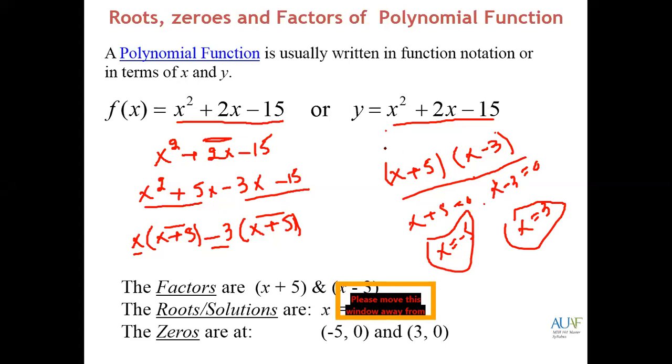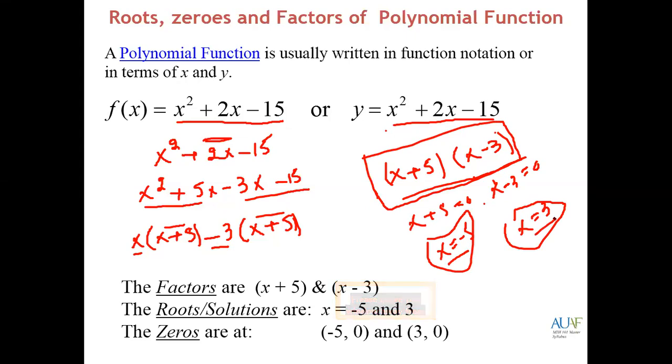Correct? x plus 5 multiplied with x minus 3, these are called factors. x is equal to minus 5 and x is equal to 3, these are called roots or solutions of an equation or function. Now the third one is zeros. Zeros means when you put x equal to minus 5, or when you put x equal to plus 3, this whole function equals 0. These numbers are called what? Zeros. Let me remove this part.